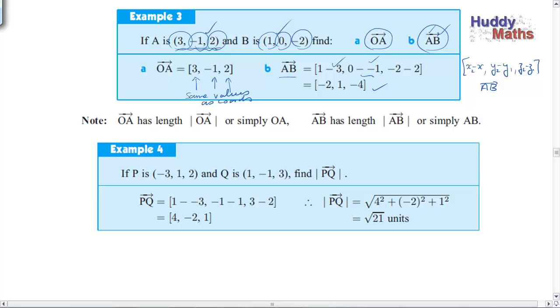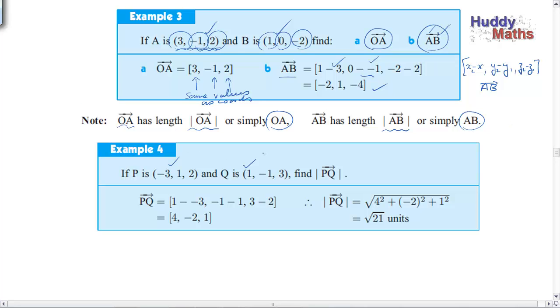Okay, so let's have a look at lengths now. If you say OA has a length, it's the size of the vector, as we saw in earlier presentations, or you can just call it OA. And AB has a length, the modulus or size of AB, or simply AB. Okay, so we don't always put the modulus sign in, or absolute value sign. So here we are.